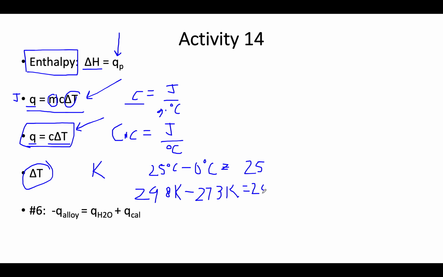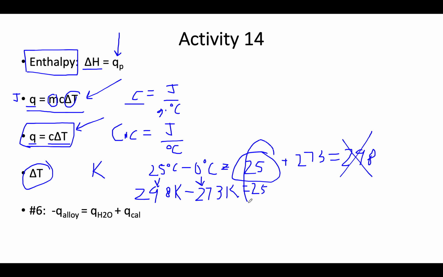Here's what I'm trying to emphasize, and here's the problem. If you take the delta T in Celsius and then add 273 to it, you do not get 25. So the delta T is 25, it is not 298. Either convert both temperatures to Kelvin if you want to be in Kelvin, or just know that the change in Celsius and the change in Kelvin are the same number, so that's 25 and 25.